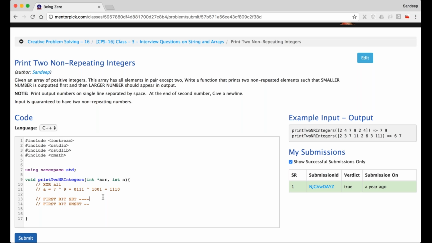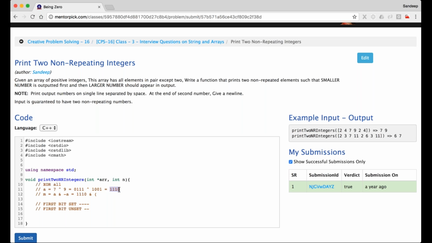And let's see how we differentiate or segregate into these two groups. What we will do is first create a mask, and that mask will be applied to each and every number. We know the formula to calculate the mask: mask will be equal to a ampersand minus a. That will give us a mask. So a is nothing but this number, and minus a, a negative number, is nothing but the 1's complement plus 1, that's the 2's complement.